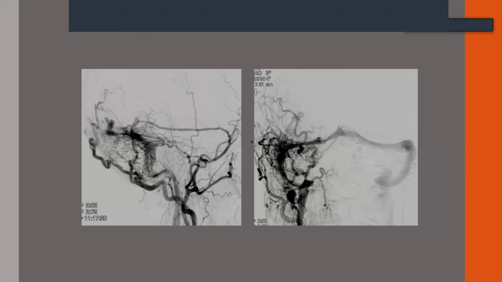And this is how ugly it was. This is an external carotid artery injection. There's a lot of stuff going on, but it essentially is just a multitude of blood vessels feeding into that fistulous pouch, draining into that transverse sinus system, and causing his symptoms.